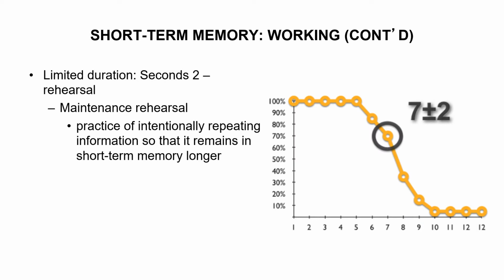As I said, short-term memory has a limited duration. So it's 2 seconds to rehearsal. What I mean by that is it lasts anywhere from 2 seconds, sometimes up to 30 seconds even without rehearsal, up until the point rehearsal stops. And maintenance rehearsal is where you intentionally repeat information so that it remains in short-term memory longer. If you're thinking about it, not just maintenance rehearsal, but any type of active thinking or processing about the information, will keep it in your short-term memory longer.